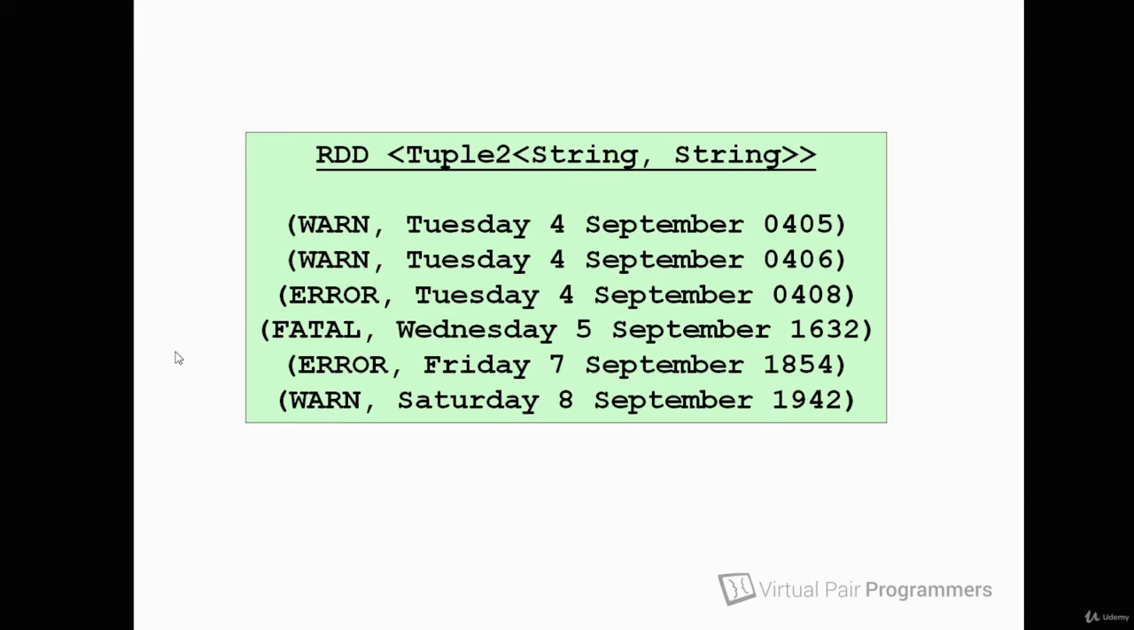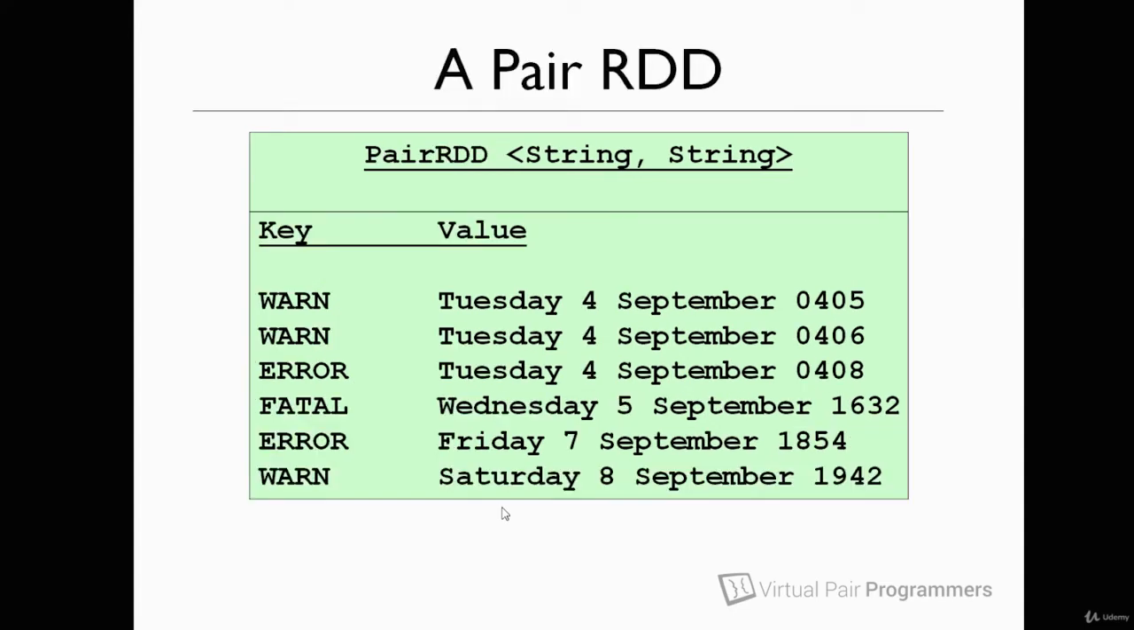So let me cut to the answer here. It turns out that this is such a common thing to do, to separate things out into two columns, if you like, that Spark features as a core part of the API something called a PairRDD. The idea of a PairRDD is it's an RDD with two, I'm going to say two columns. It's not really two columns, but you can visualize it as being a table with two columns.